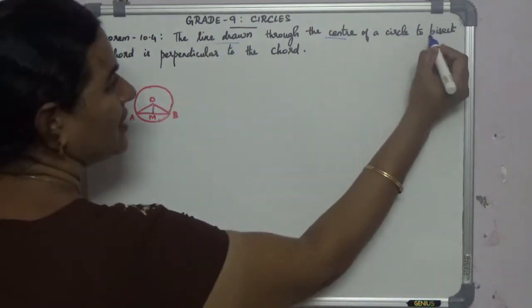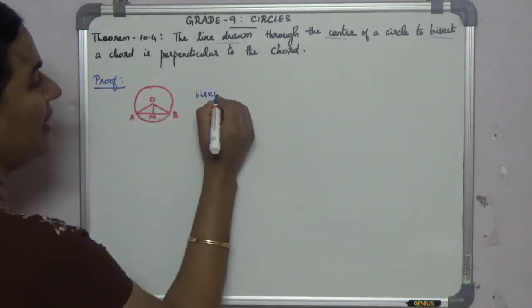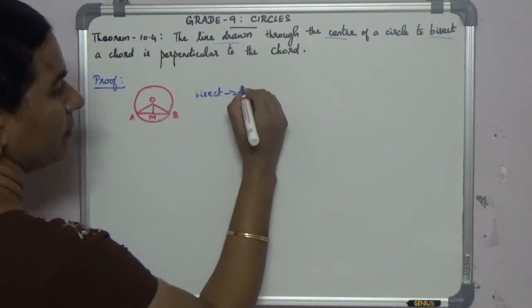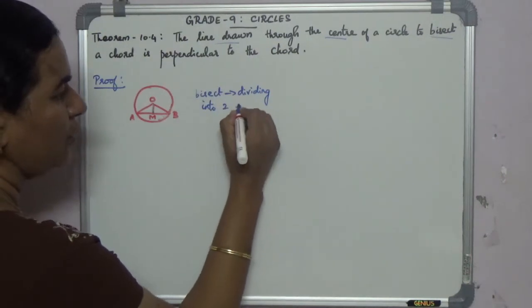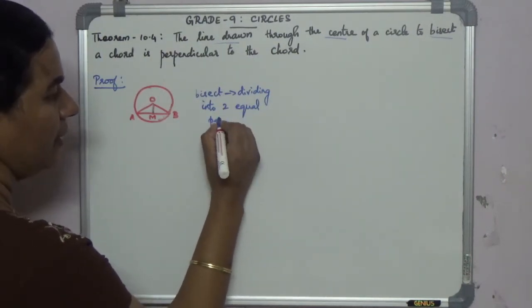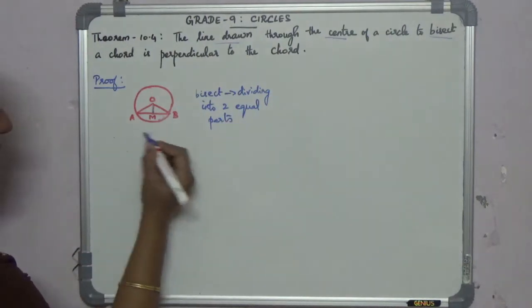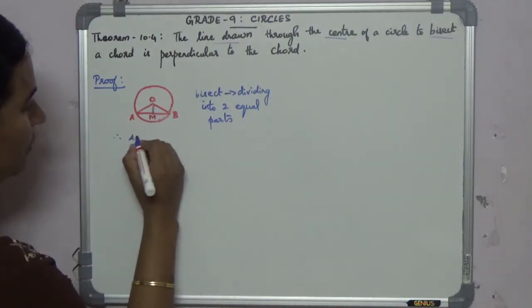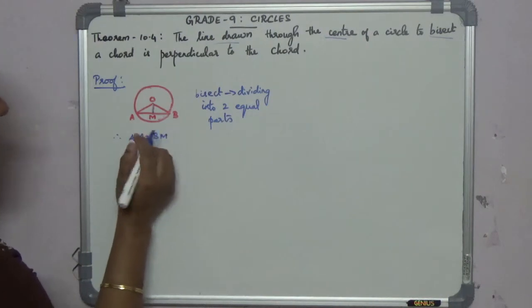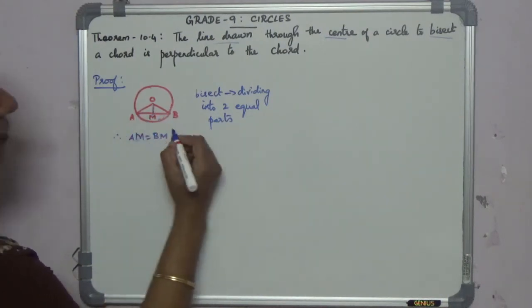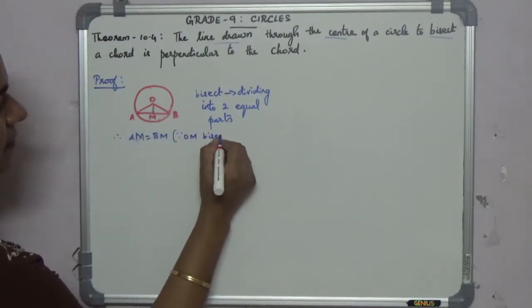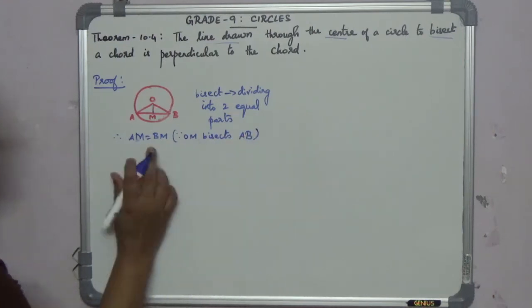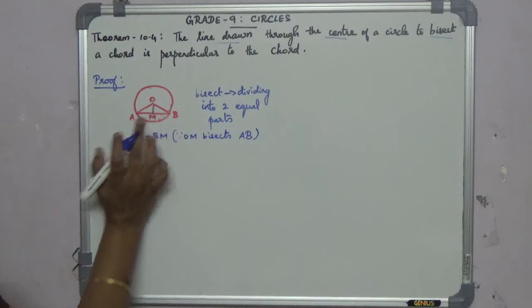What is the meaning of bisect? Bisect is dividing into two equal parts. Therefore, AM will be equal to BM. The reason is it divides into equal parts since OM bisects AB. Since OM bisects AB, we are getting AM equal to BM.